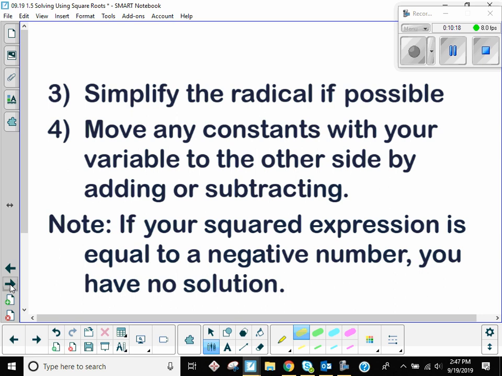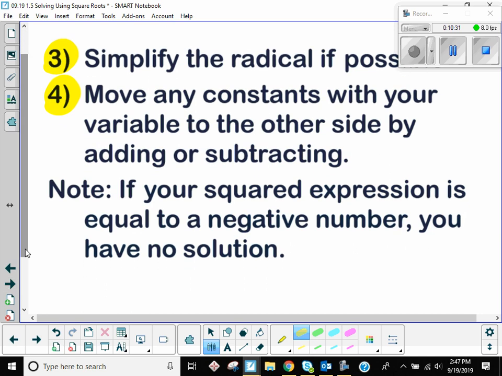Then simplify the radical if possible. Sometimes it will be, sometimes you can't. Move any constants over. And in this last note, we're actually going to cross that out. It says if your squared expression is equal to a negative number, you have no solution. We've talked about this already. For example, if you had x squared equals negative 4, that's not actually true, right? There's no number squared that will give you a negative number. So this really should say has no real number solution.